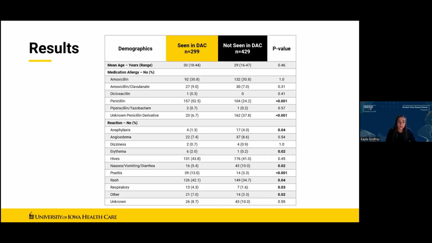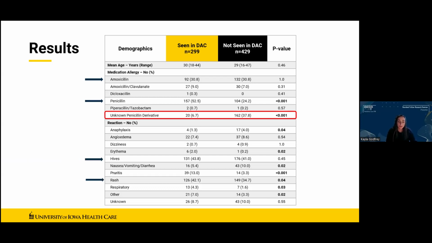Looking at our demographic data, split into our 299 patients seen in drug allergy clinic and 429 not seen, we can see amoxicillin and penicillin were the most prominent drug allergies listed. I will point out here that a pretty significant number of patients had an unknown penicillin derivative labeled, especially in those not seen in drug allergy clinic. The reason for this is that for those not seen in clinic, we went off of their EMR-recorded penicillin allergy, and oftentimes this was just a label of penicillins or unknown penicillin. We were unable to ask the patients what their true allergy was since they weren't being seen in clinic.